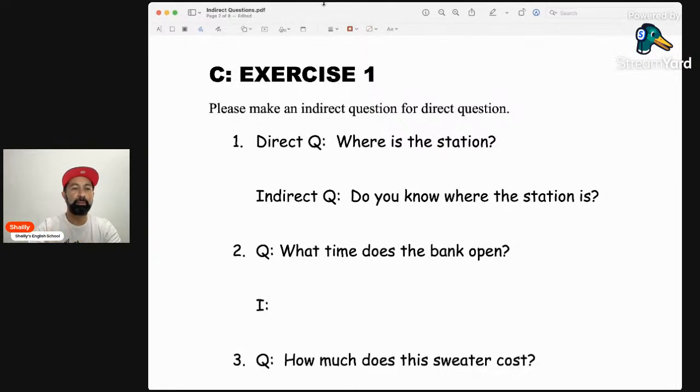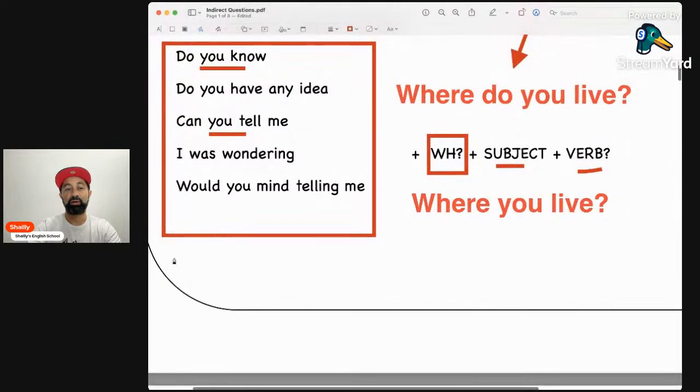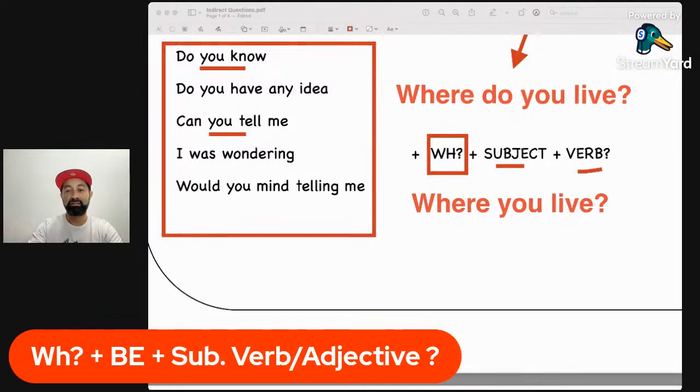All right, let's look at number one here. Number one, we're looking at a direct question. The direct question is, where is the station? Now, if we look at our pattern, whenever we're using our subject and verb, where is the station is a direct question. We want to change it to an indirect question. So we need to choose, do you know and can you tell me?